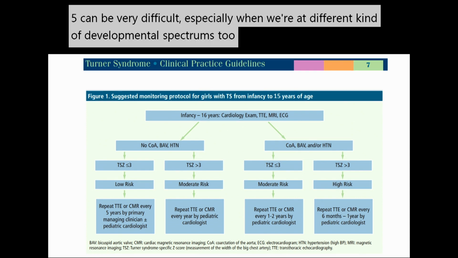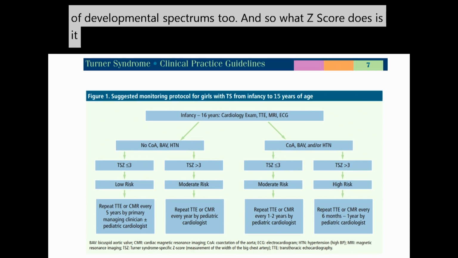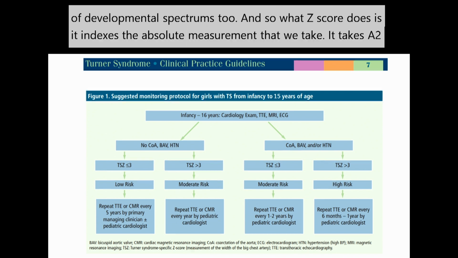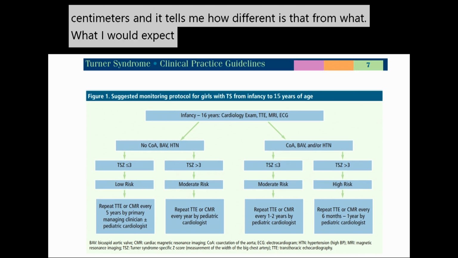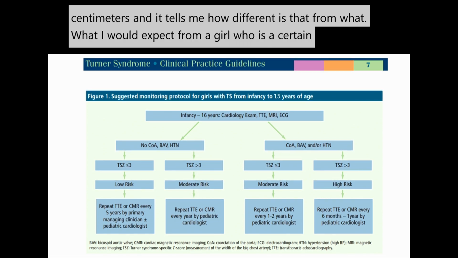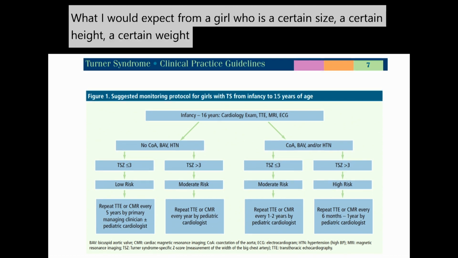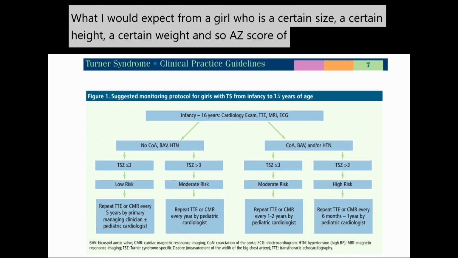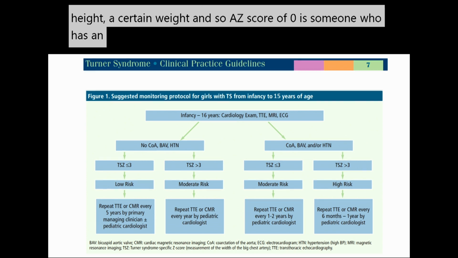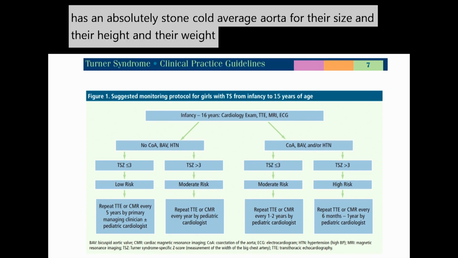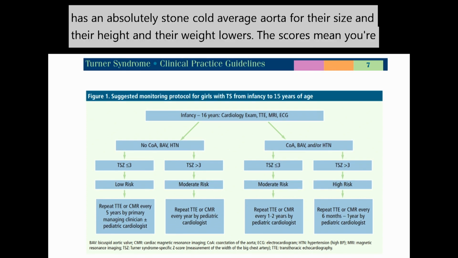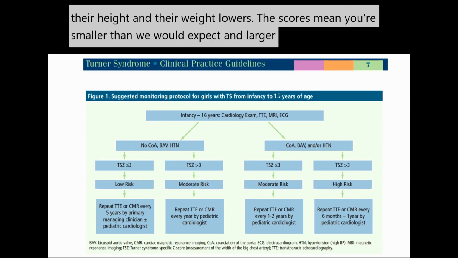And so what a z-score does is it indexes the absolute measurement that we take. It takes it 2 centimeters and it tells me how different is that from what I would expect from a girl who is a certain size, a certain height, a certain weight. And so a z-score of 0 is someone who has an absolutely stone cold average aorta for their size and their height and their weight. Lower z-scores mean you're smaller than we would expect, and larger z-scores mean you're higher than we would expect.